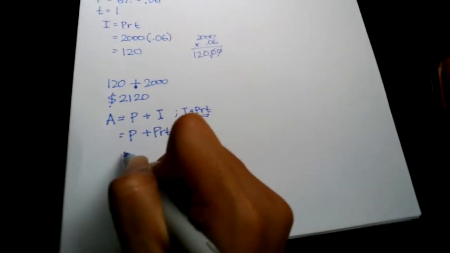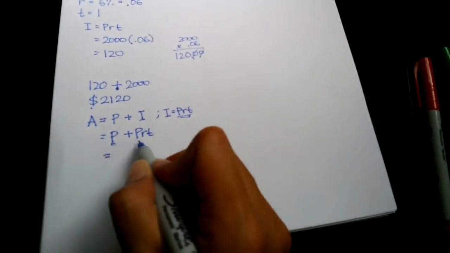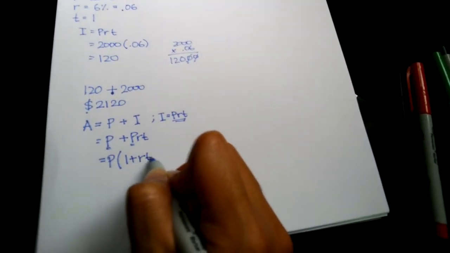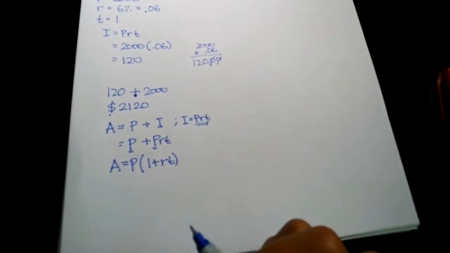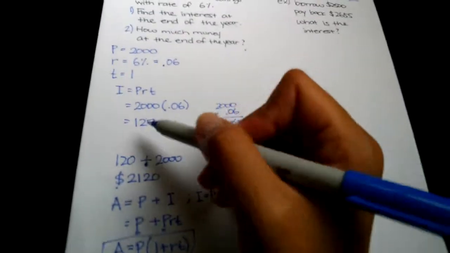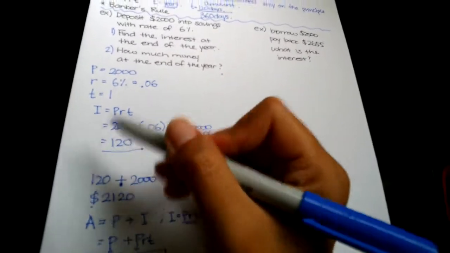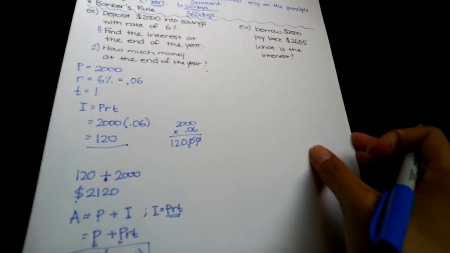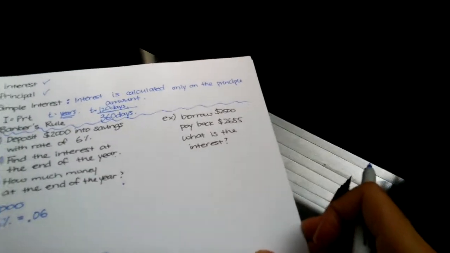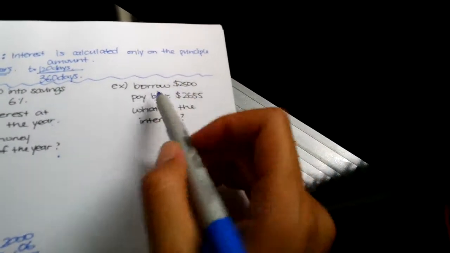And if you look in the textbook, it'll factor out the P because they both have P's, right? So I can say P(1 + RT) is my future value. So you could use this formula to find your future value, or you could just find out the interest and then add that to the principal amount, whichever way, because that's where the formula comes from. So you could use either or.